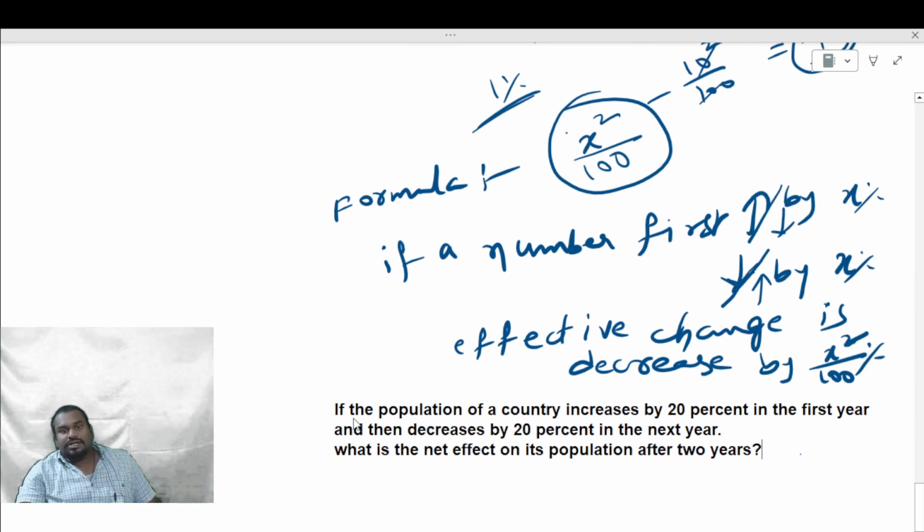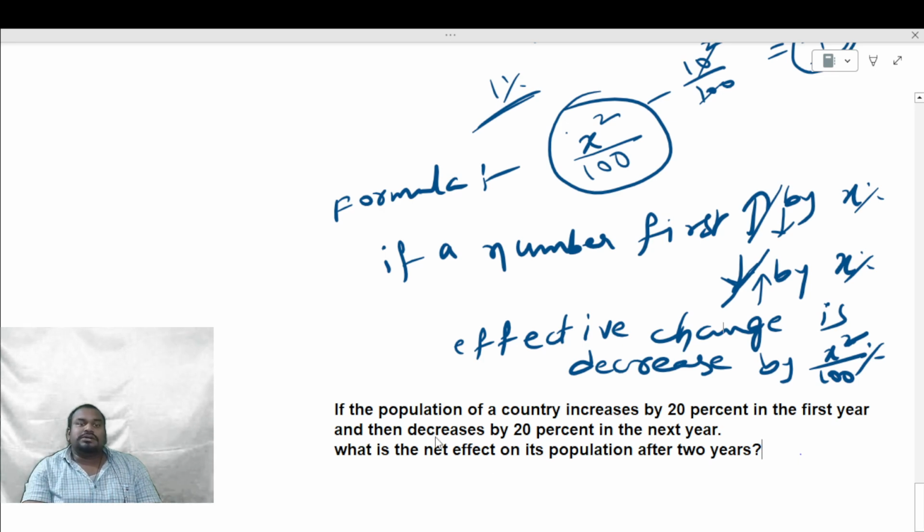See the next example. The population of a country increases by 20% in the first year and then decreases by 20% in the next year. I'm saying if a number, and the population of a country is obviously a number. So that number is increased by 20% and then decreased by 20%. Is it the same or not? 20% here and also 20% here. We don't need to worry whether the increase comes first. Even if it decreases by 20% first and then increases by 20%, you can use the same formula.